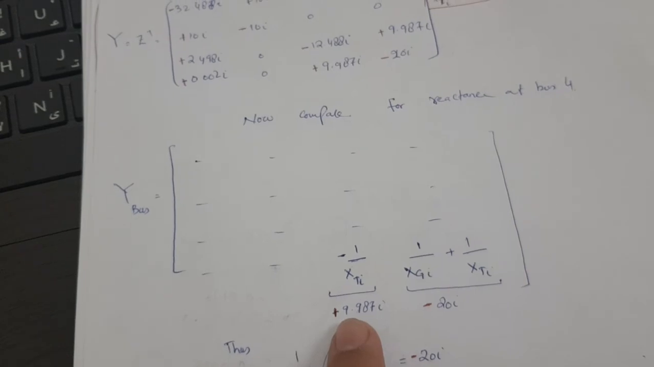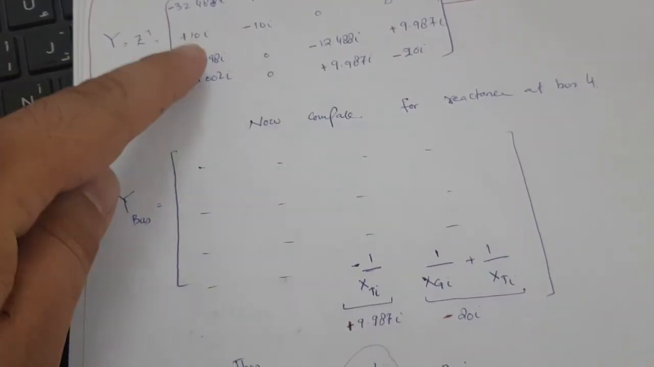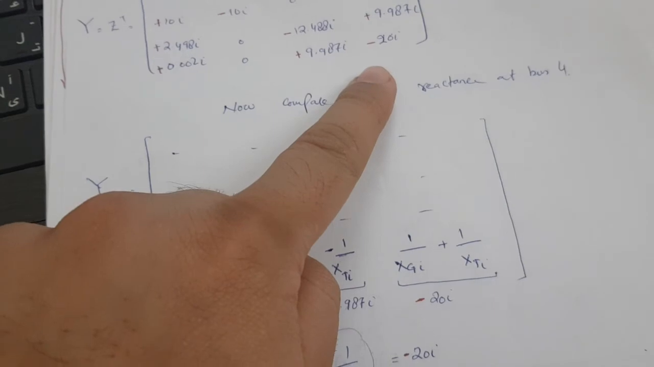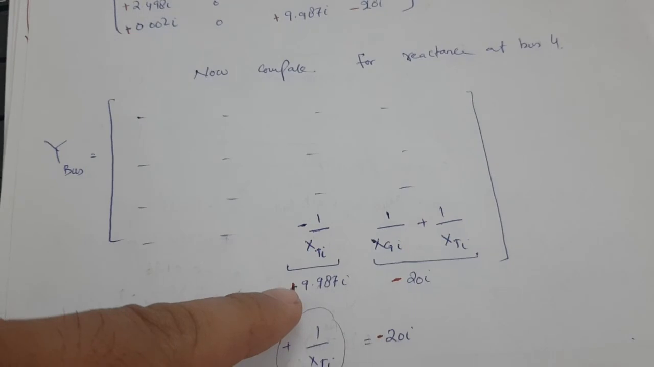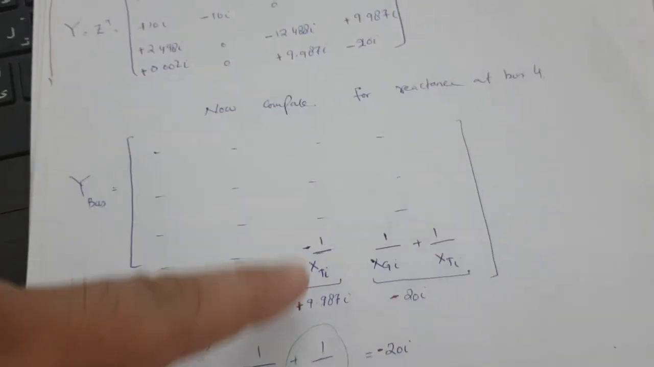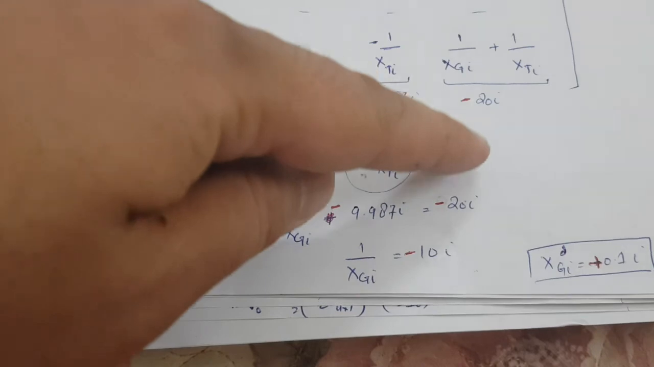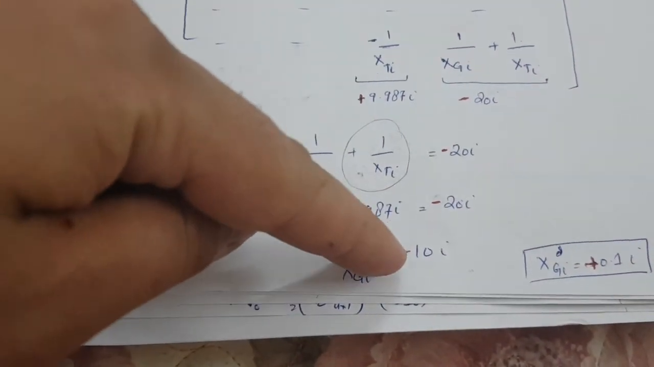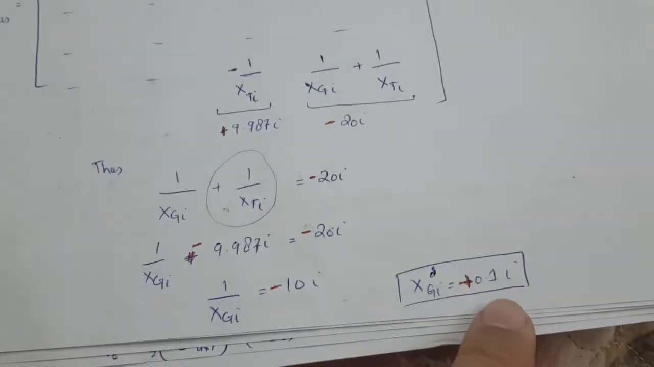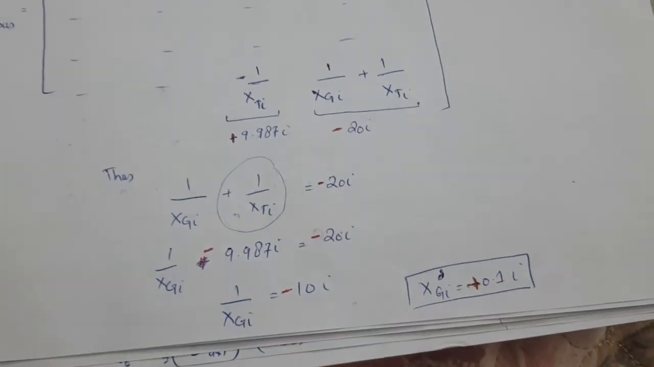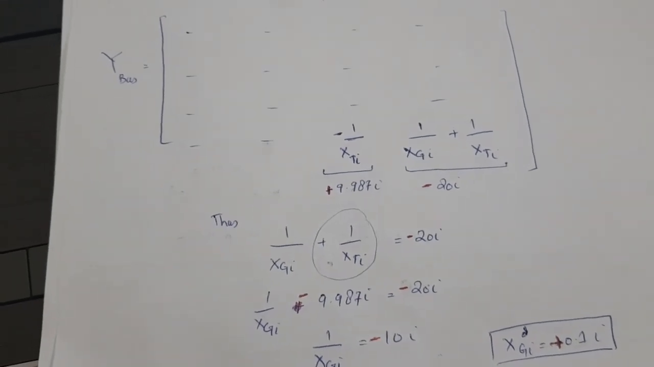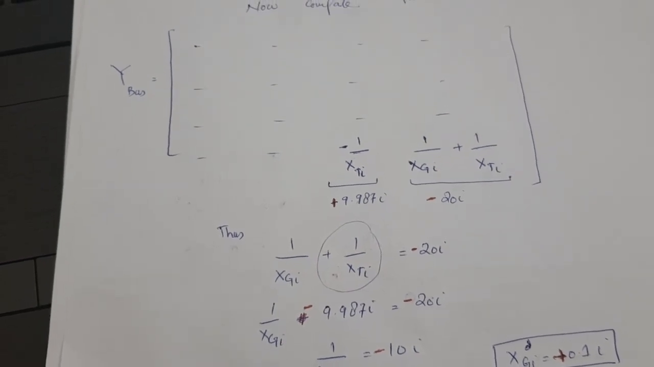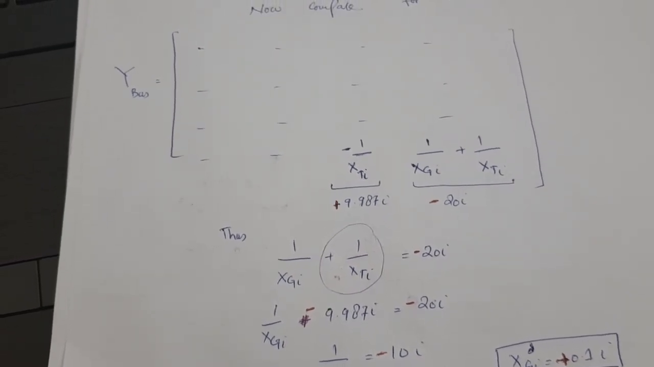By comparing both matrices, I come to know that this whole matrix is equal to minus 20i and this whole matrix is equal to 9.987, or plus 10. This is plus. By simply solving this, 1 over xg is equal to minus 10i, and xg is equal to 1 over minus 10i, and it will be 0.1i. This is the value for the positive and negative sequence, and we also need to know the zero sequence reactance.